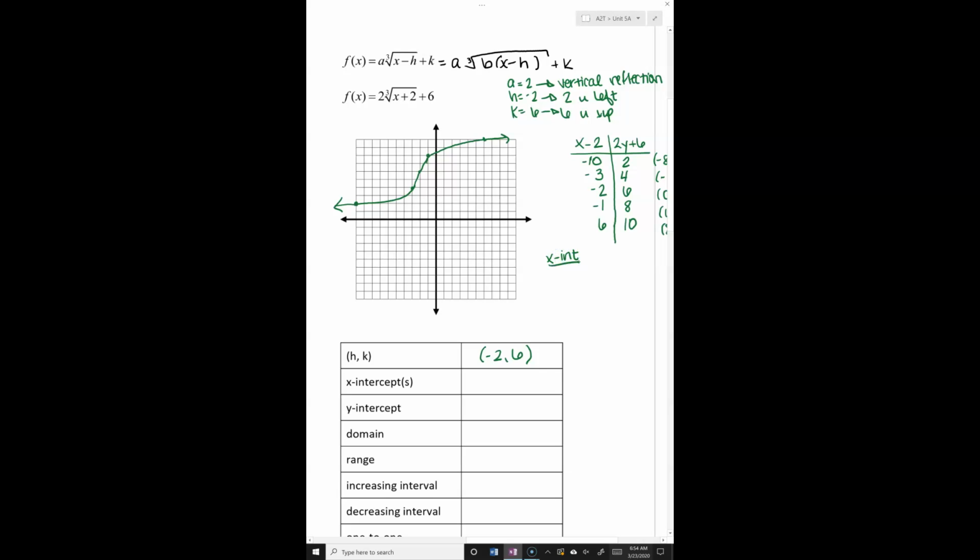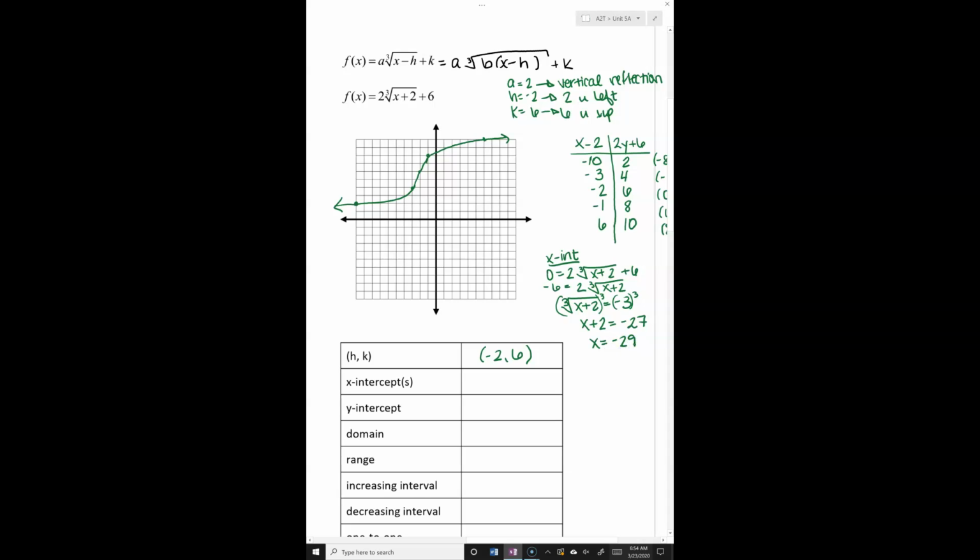Yay, I know you're excited. So I'm going to plug 0 in for y, and that equals 2 times the cube root of x plus 2, plus 6. Let's do it. I'm going to subtract 6 from both sides, and we get -6 equals 2 times the cube root of x plus 2. Divide both sides by 2, so we get the cube root of x plus 2 is equal to negative 3. Cube both sides, do the inverse operation to get rid of that cube root. So x plus 2 is equal to negative 27, and x is negative 29.